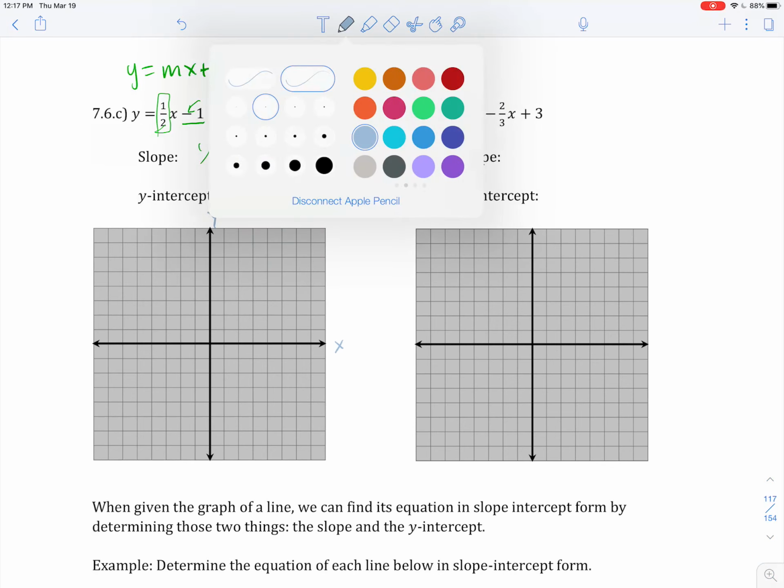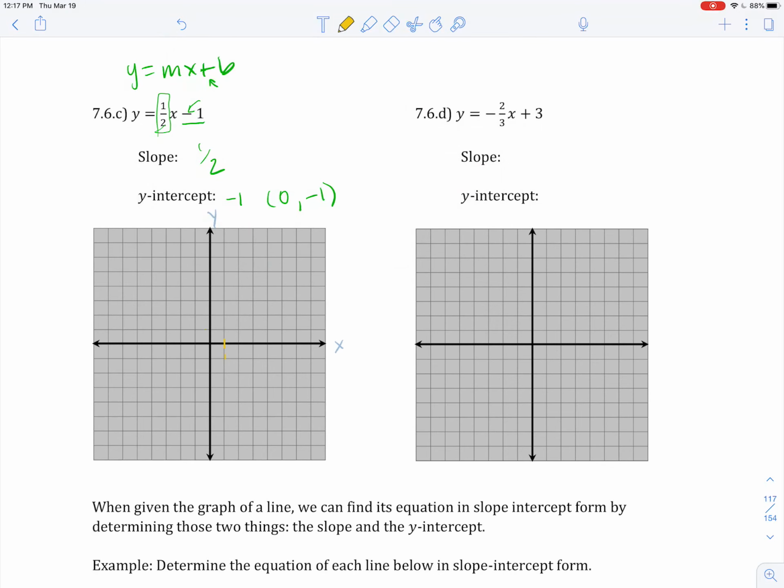Okay, let's do some axis labeling. X, y. That's not going to show up on the graph, though. I need to pick another one for the scale. Okay, 1 and 1. Then we are going to use those trusty plotting skills that we have been working on, starting with my y-intercept of 0, negative 1, read off of the equation. And we're going to use our slope, which is 1 over 2. So remember, rise 1, run 2 to get to here, and then follow that pattern until we get to the edge of the graph, and then reverse all the way back to the other edge of the graph.